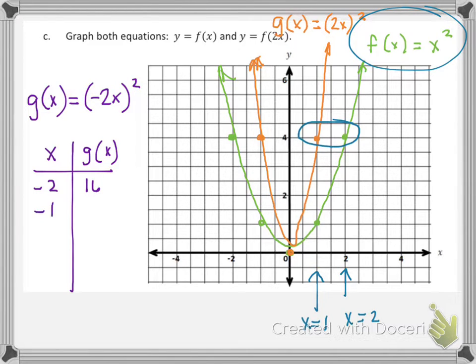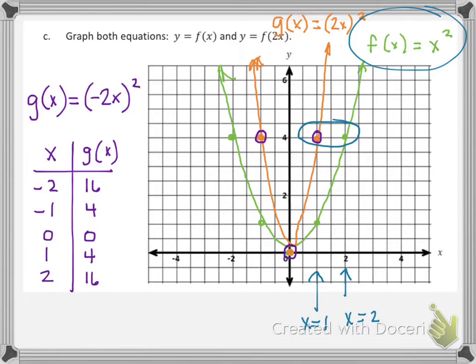And let's say x is a negative 1. Well, negative 2 times negative 1 is a positive 2, and positive 2 squared is a 4. And then 0, well, 0 squared is just 0. Positive 1, well, that would be negative 2 squared, which is a positive 4. And a positive 2 would be negative 4 squared, which is a positive 16. And then if we graph those points, 16 doesn't fit on there, but we could go left 1, up 4, and that's going to be here. And then 0, 0 is obviously right there. And then 1, 4, 1 to the right and 4 up, that's there. Those are all the same points.